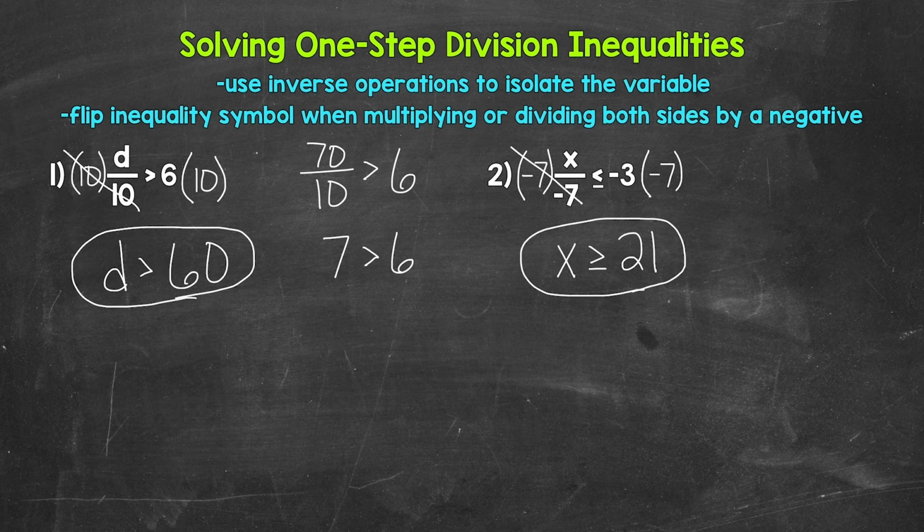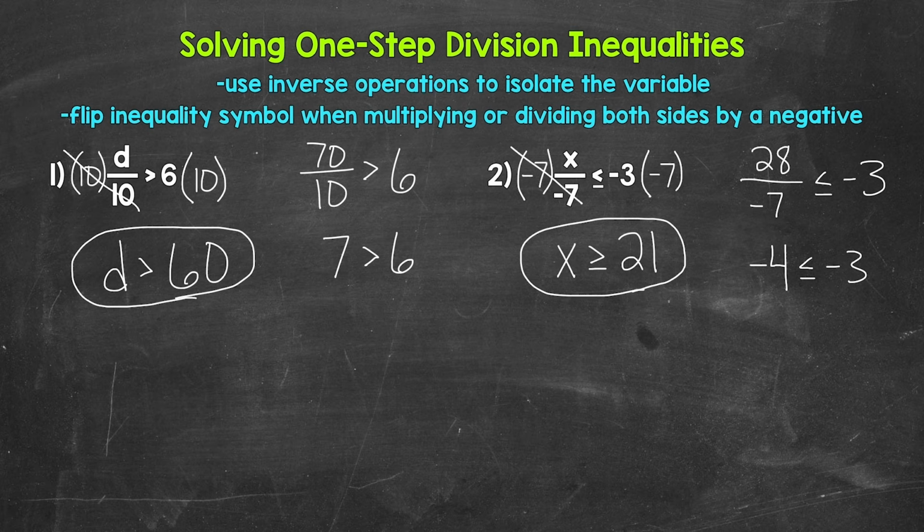Now let's check a solution to make sure we are correct here. And let's use 28. That will work with the negative 7 since we are dividing here. So let's plug in 28 for x. So we have 28 divided by negative 7 is less than or equal to negative 3. 28 divided by negative 7 gives us negative 4. So we have negative 4 is less than or equal to negative 3. That is true, so we are correct here. Again, x is greater than or equal to 21.